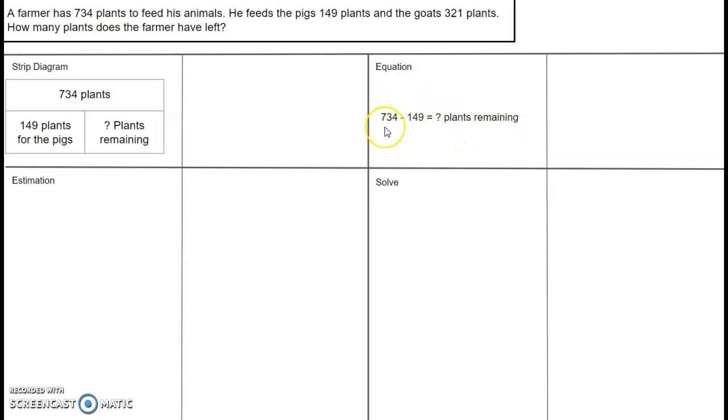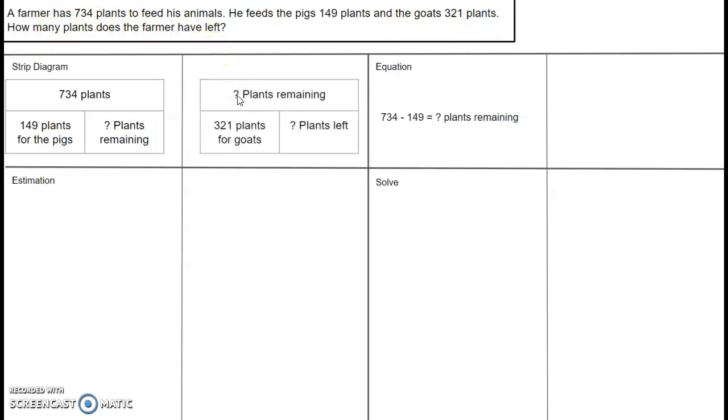Now, that's not the whole question though. The rest of the question is asking about the goats. So I know that he has some plants left over. He feeds the goats 321 plants, and then I want to know how many plants he has left over after that. So it could read something like this. Plants remaining, and this number actually will get filled in after we do the first step, and it's going to be the same one as this. So plants remaining is our total. He's going to take away 321 plants for the goats, and then he's going to have some plants left.